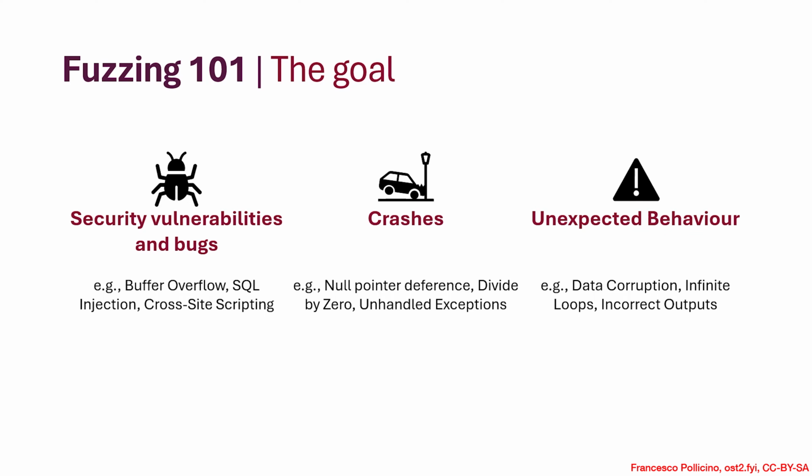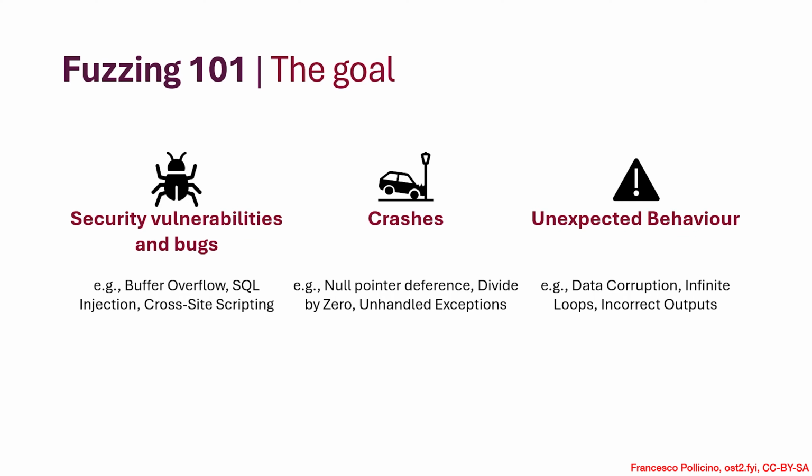Let's break down some of the key outcomes we are trying to identify. The first one is security vulnerabilities and bugs. Fuzzing helps to identify hidden security flaws that could be exploited by attackers, such as buffer overflow, memory corruption, or improper input handling. Then we have the crashes, because by feeding unexpected or invalid inputs to the system, fuzzing might trigger crashes, which indicates potential weakness in how the system handles error conditions.